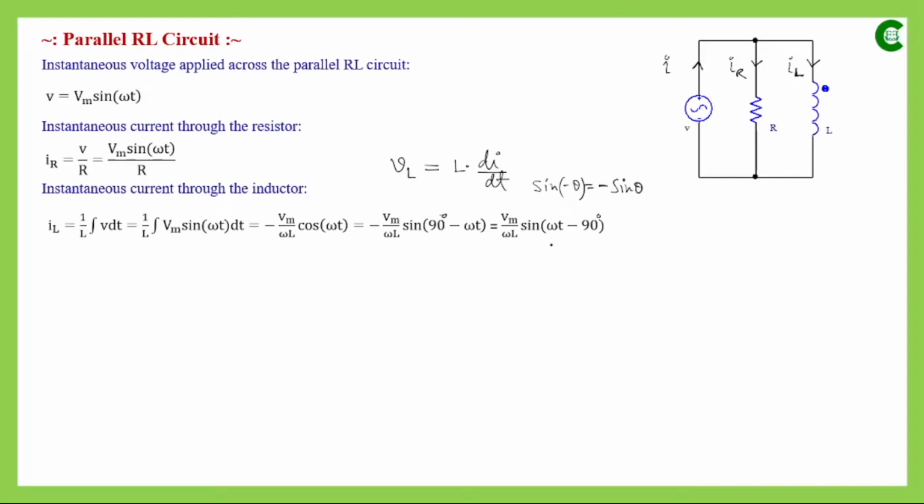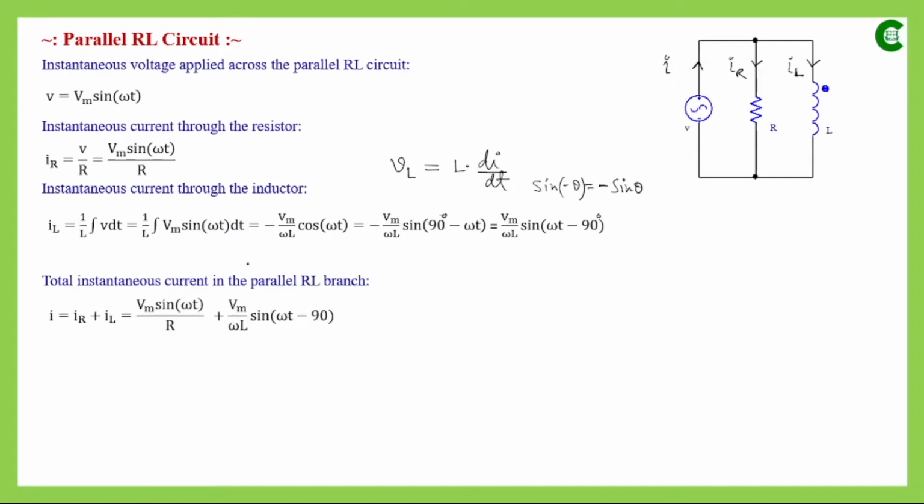Now next we will obtain the total current or the instantaneous value of the total current in that parallel RL branch. So it will be simply the algebraic sum of both the currents. Here we will be taking the vector sum of these two quantities, so iR plus iL. Now the individual values of iR and iL we have already obtained, and this is Vm sin omega t divided by R plus Vm divided by omega L sin of omega t minus 90 degree.